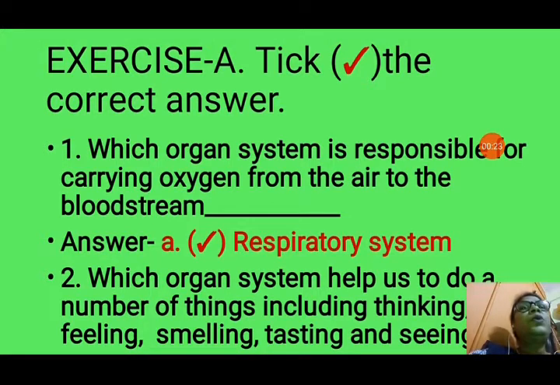Question number 1: which organ system is responsible for carrying oxygen from the air to the bloodstream? Three options are given here: respiratory system, digestive system, skeletal system. Our respiratory system takes air through the nose to the lungs to take oxygen from the air. So option A, respiratory system, is correct.